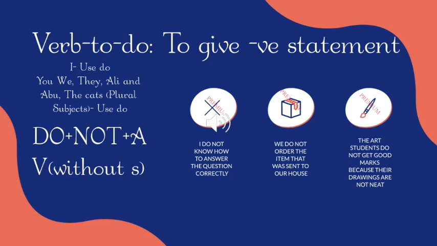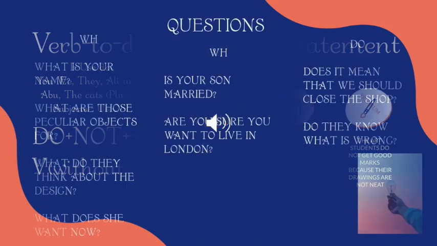Take a look at the second sentence. We do not order the item that was sent to our house. The action verb is order, but we use do. Why? Because we use plural pronoun we. Next, the art students, more than one student, do not get good marks because they are drawing. Okay, next, verb to do. We have do, does, did.